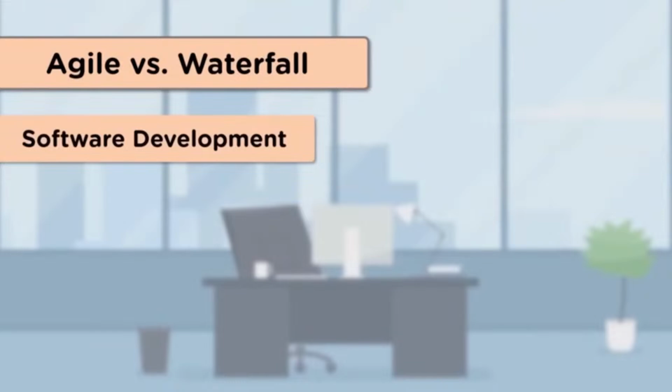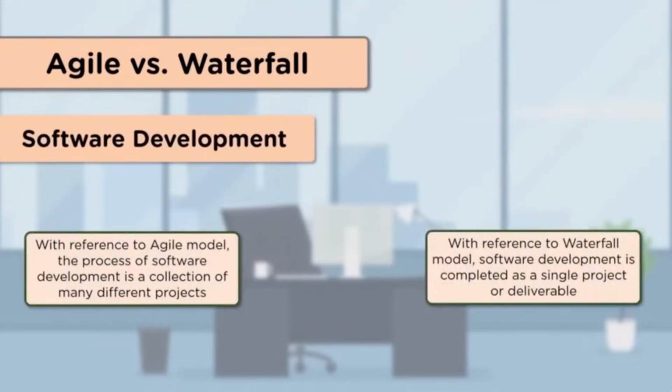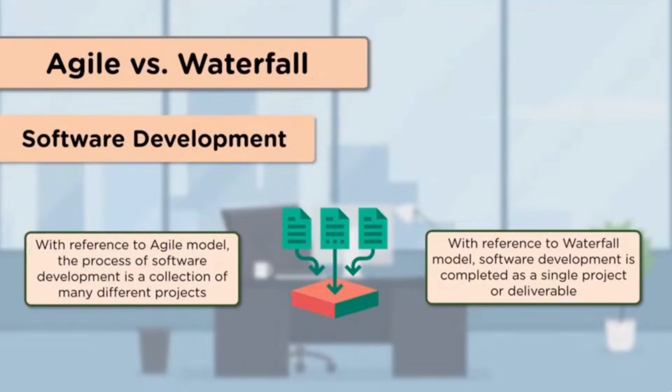The next important aspect in our list is software development. If we consider the agile model, the process of software development is a collection of many different projects as the agile approach completes the project in several sprints. Whereas in the case of waterfall model, software development is completed as a single project or deliverable.